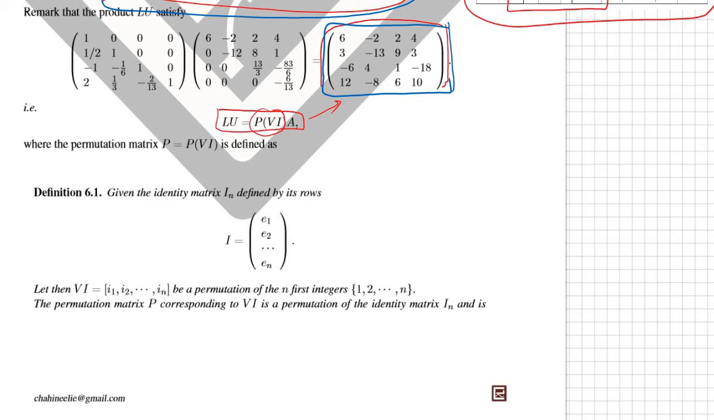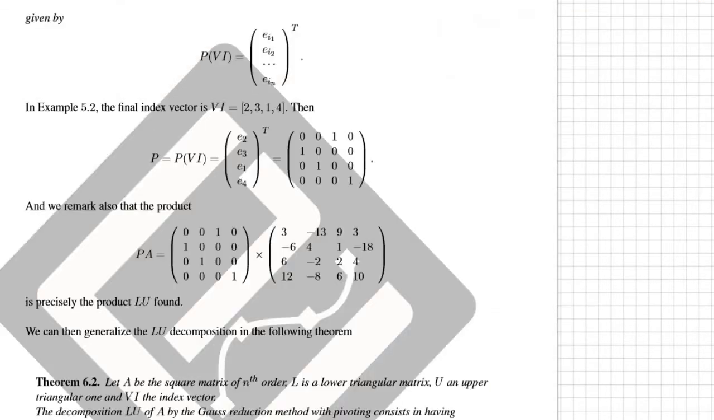If VI is given by this index vector of permutations I did, then the permutation matrix P corresponding to VI is the identity matrix I_n modified with the same order. Let's understand it with the example. In the example we did, we had VI equal to 2, 3, 1, 4. So we construct the matrix P according to this index vector.